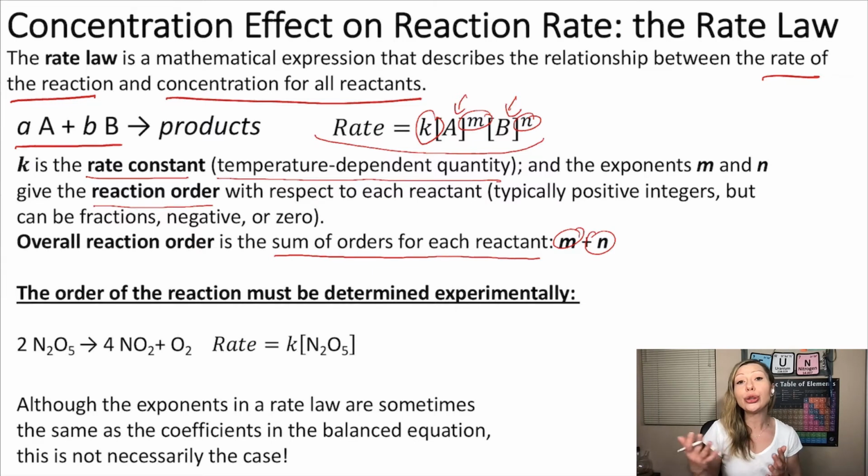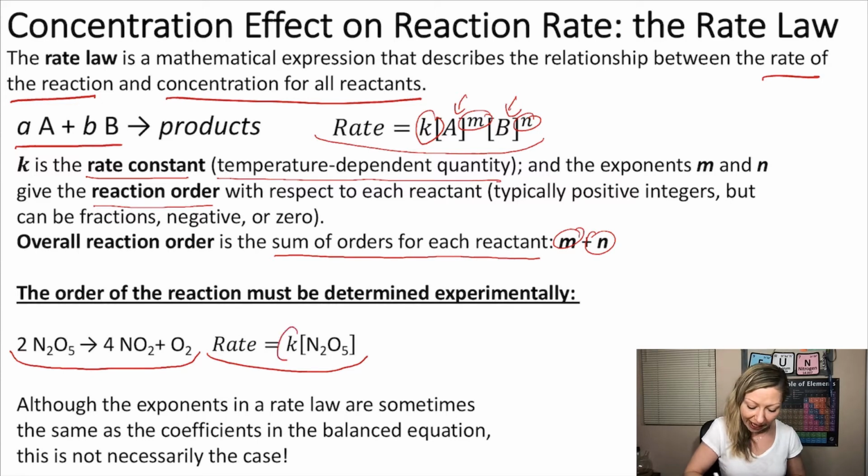And in order to figure out the rate law for any reaction, I must do experiments. So notice that here we have the decomposition reaction of dinitrogen pentoxide, and the rate law has the following form, where the rate equals k multiplied by the concentration of N2O5 on the first order.